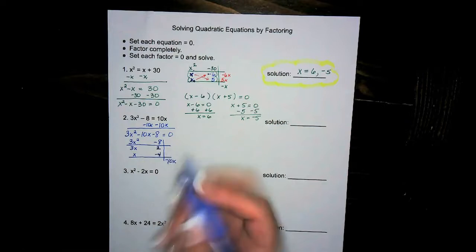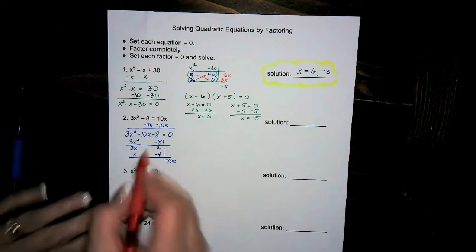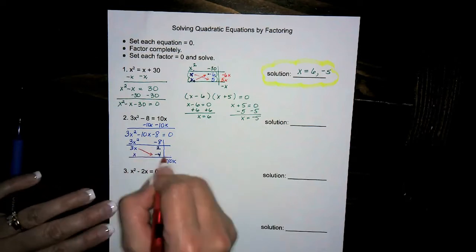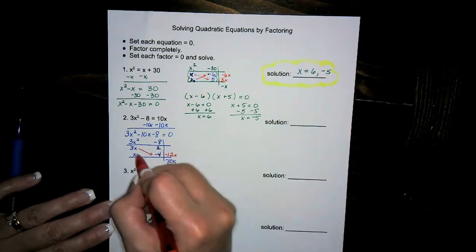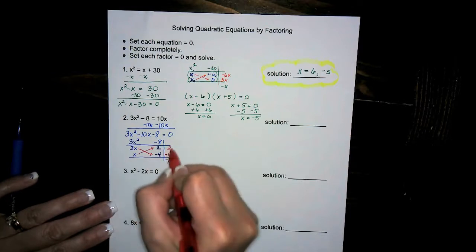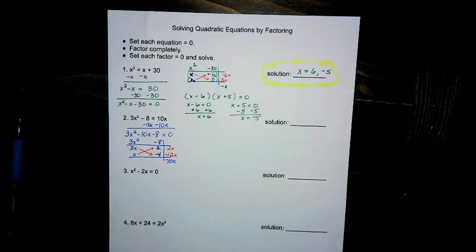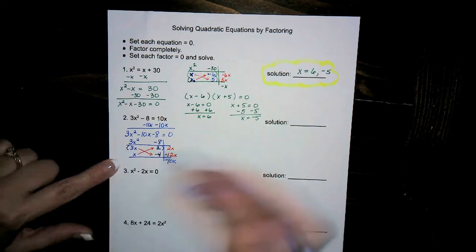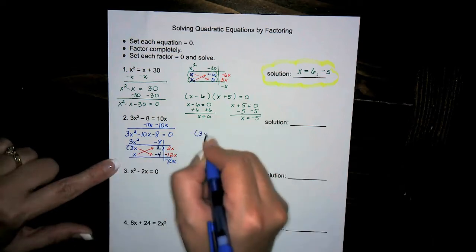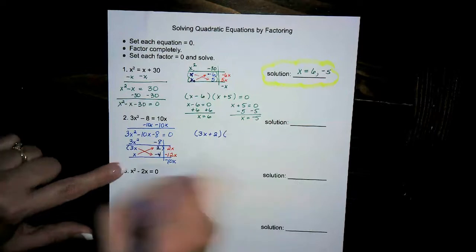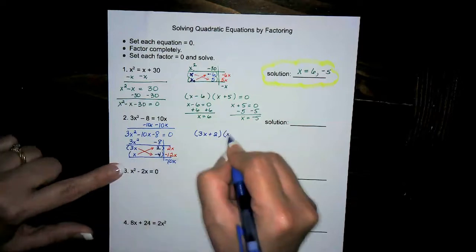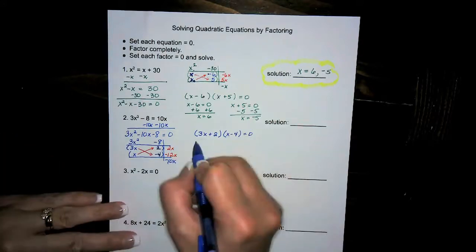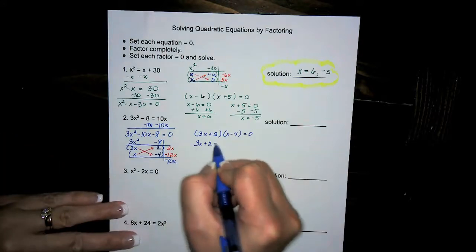And so now let's cross multiply. Okay? We kind of did it a little bit in our head, but let's do it officially. 3x times negative 4 gives me negative 12x. And x times 2 gives me 2x. And yes, those do add to my negative 10x, so we're good. Now remember, we take our parentheses across the row. So that is 3x plus 2, and this is x minus 4. So then you can set them equal to 0.